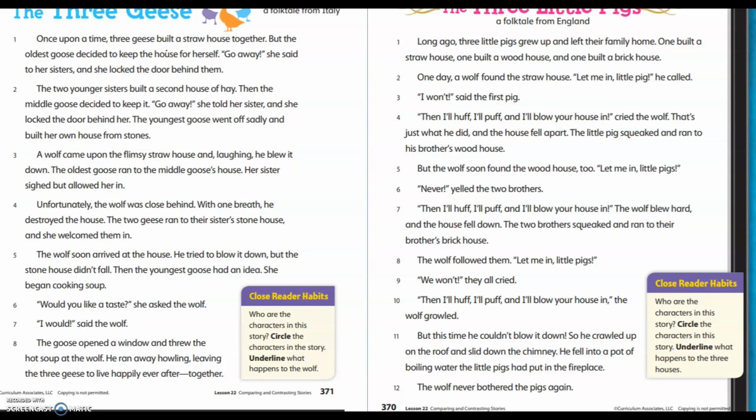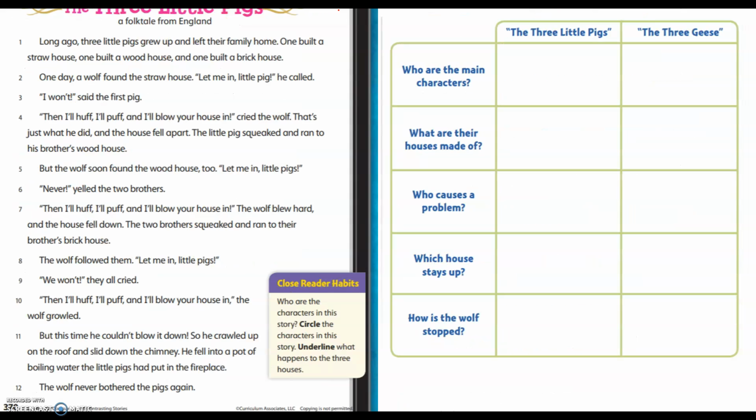Yesterday you read two stories. You read The Three Little Pigs, which is a folk tale from England, and you read The Three Geese, which is a folk tale from Italy. And they were very similar stories, but from different cultures.